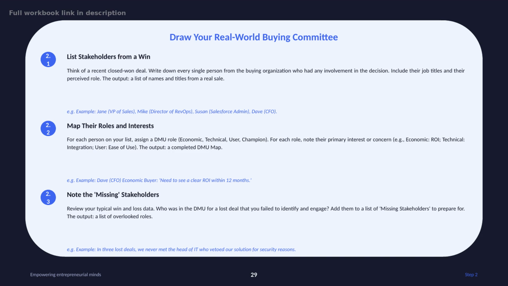Finally, look at a deal you lost. Who was part of that buying committee that you never identified or engaged? Add them to a missing stakeholders list. This is often where the real answer to a stalled deal is hiding.